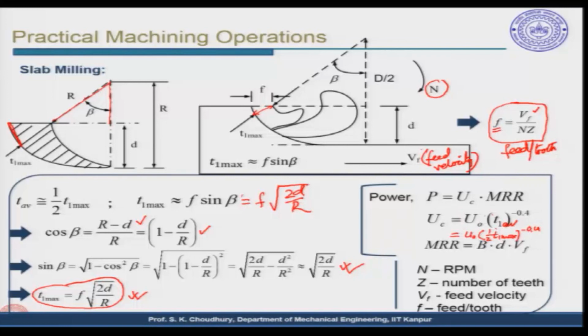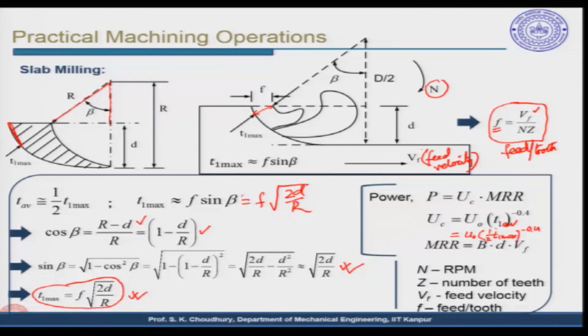Now, the u 0, once again I will remind you, is called the specific energy coefficient or the specific energy constant, and it can be defined as the specific energy required to remove 1 millimeter of the T1. T1 is the uncut thickness. So, here in this case it will be the average uncut thickness.